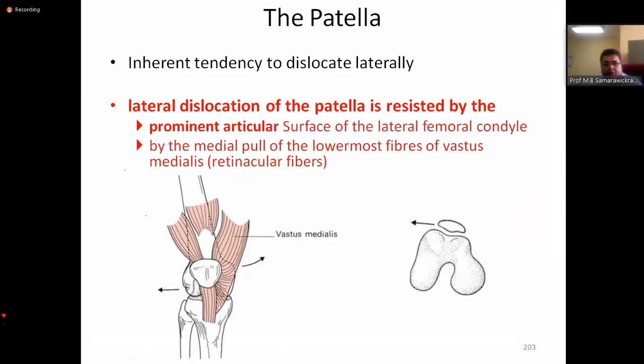And there is a natural tendency of dislocation of the patella towards the lateral side. So that is prevented by a few factors. One is the more prominent lateral epicondyle. The other one is the action of the vastus medialis. You can see vastus medialis muscle is attached to the medial side of the patella. Vastus lateralis is attached only to the superior pole, right? So because of this, the patella pulls toward the medial side, so these two factors prevent the natural tendency of displacement of the patella to the lateral side.